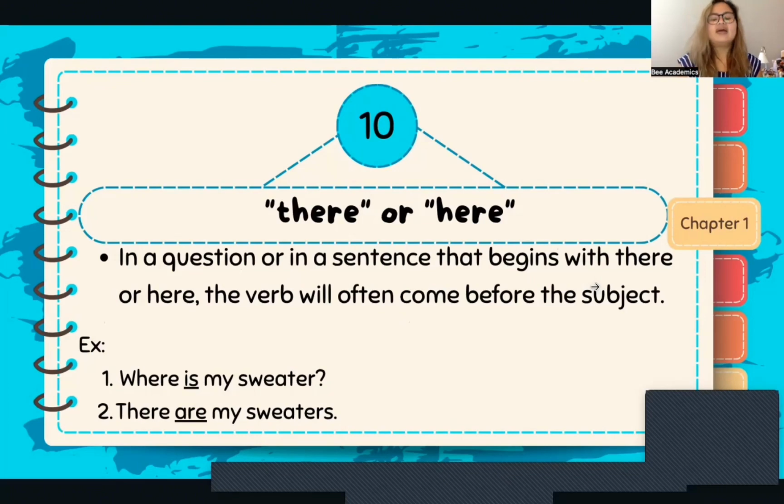Okay, number 10, there or here. In a question or in a sentence that begins with there or here, the verb will often come before the subject. Where is my sweater? There are my sweaters. Where is my sweater? There are my sweaters. Okay.